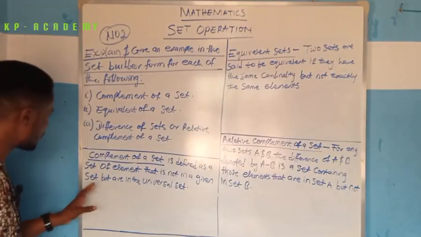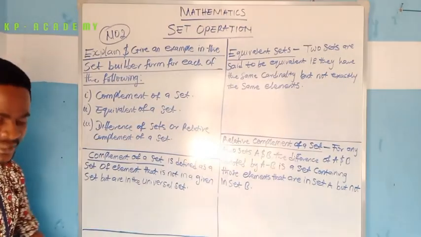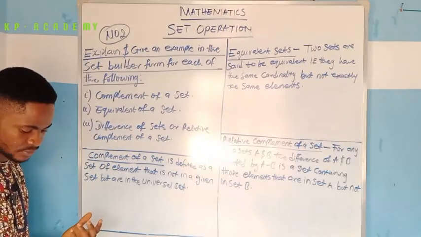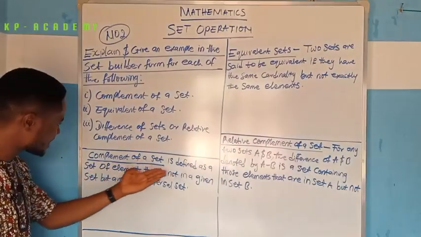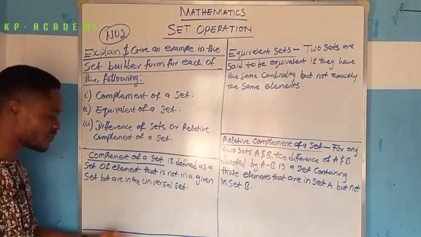Very important. Okay, so now what is the complement of a set? Let us explain what this complement of a set is and then give an example. Very important. So the complement of a set is defined as a set of elements that are not in a given set but are in a universal set.